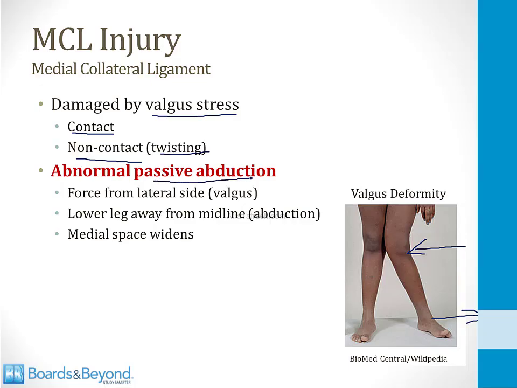So to do passive abduction, what you do is apply a force to the lateral side of the knee. That's a valgus stress. So you push the knee inward, and then you bring the lower leg outward. That's abduction. That's why it's called passive abduction. So you're passively moving the lower leg away from midline. The knee is being pushed towards the midline. And if there's an MCL tear, the medial space will widen. Remember, the MCL runs down the medial space. So if it's torn, that space will widen when you perform this passive abduction maneuver.